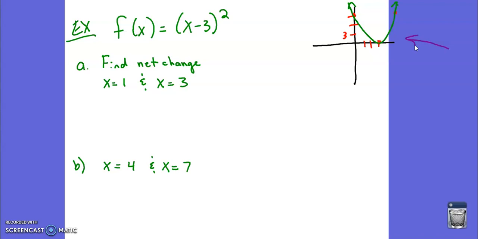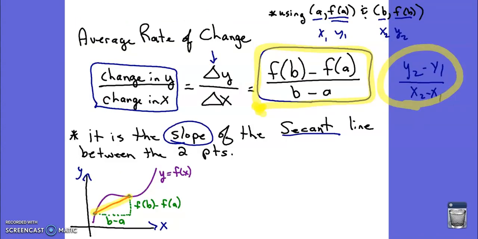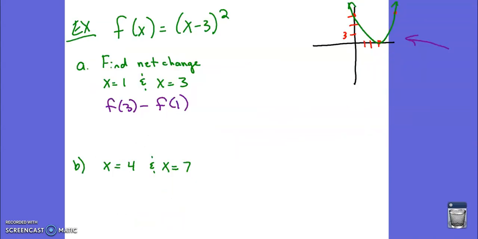If we wanted to find the net change between x equals 1 and x equals 3, notice what we're going to be doing. We're going to find f of 3 first, and then minus f of 1. We're substituting x equals 1 in, and then x equals 3. Again, just recall the formula, f of b minus f of a. We're going to take the net change between those, literally taking the change in y, so f of 3 minus f of 1.